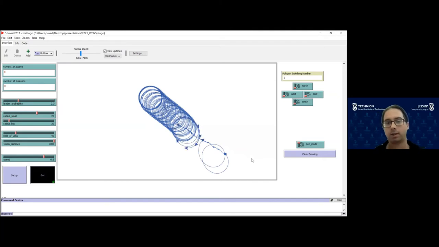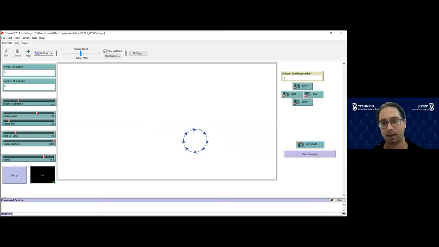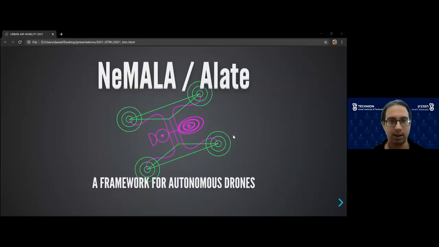So this is one algorithm that performs true to our paradigm that Freddy talked about earlier. And in order to take this type of algorithm from the NetLogo simulation that we just saw and into the real world with actual flying robots, we developed the following framework called Nemala L8.